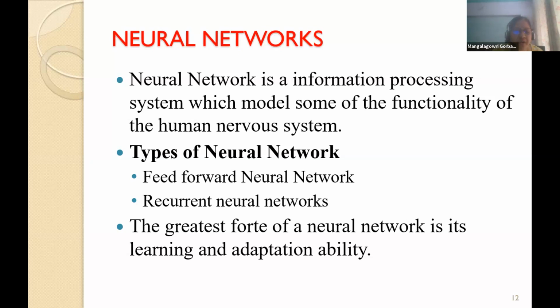The greatest forte of a neural network is its learning and adaptation ability. That is, neural networks are characterized by their ability to learn, recall, and generalize similar to a human brain. This makes them very efficient and powerful. In watermarking, the capabilities of conventional methods are enhanced by neural networks by memorizing the actual relation between the host image and the watermarked data.